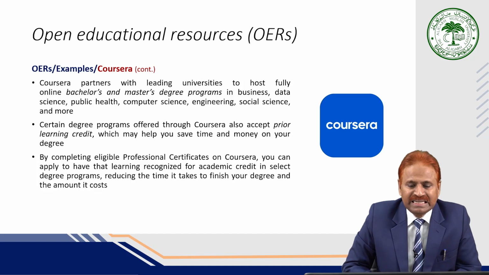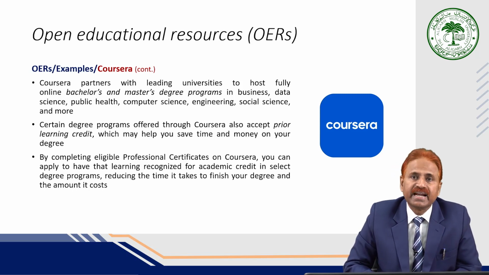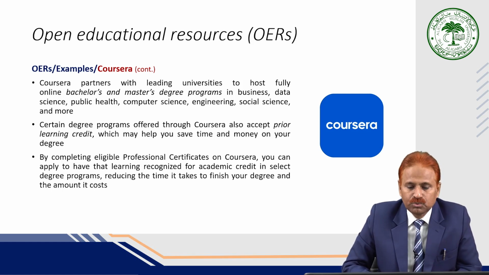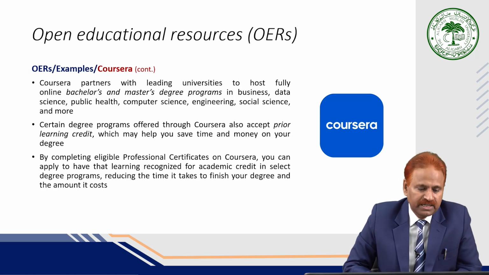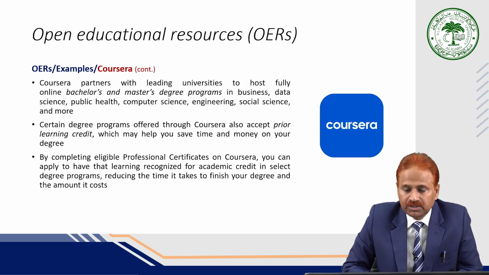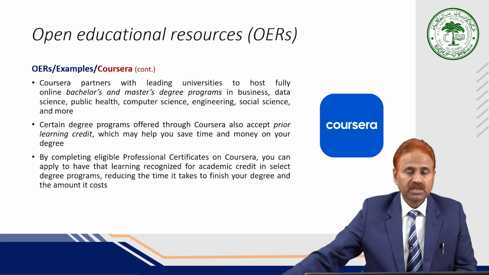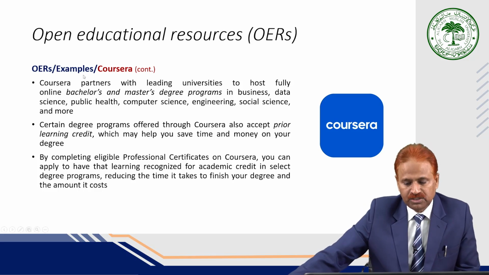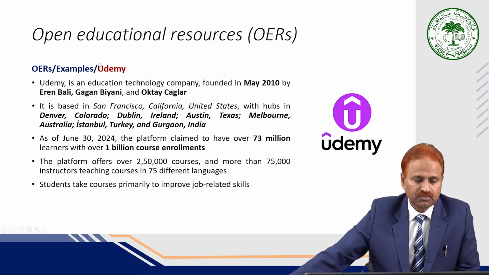Coursera partners with leading universities to host fully online bachelor's and master's degree programs in business, data science, public health, computer science, engineering, social science, and more. Certain degree programs offered through Coursera also accept prior learning credit, which may help you save time and money on your degree. By completing eligible professional certificates on Coursera, you can apply to have that learning recognized for academic credits in select degree programs, reducing the time it takes to finish your degree and the amount it costs.